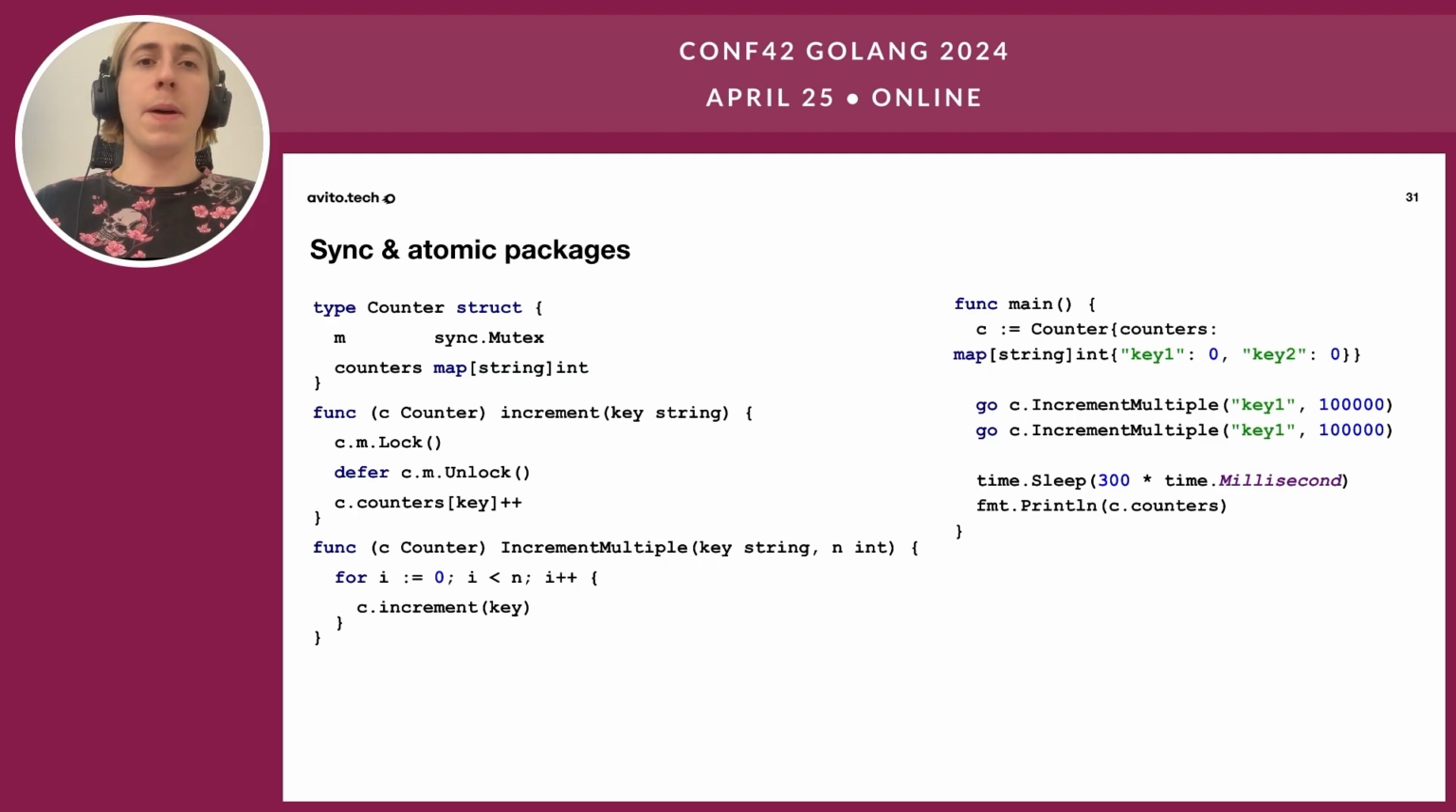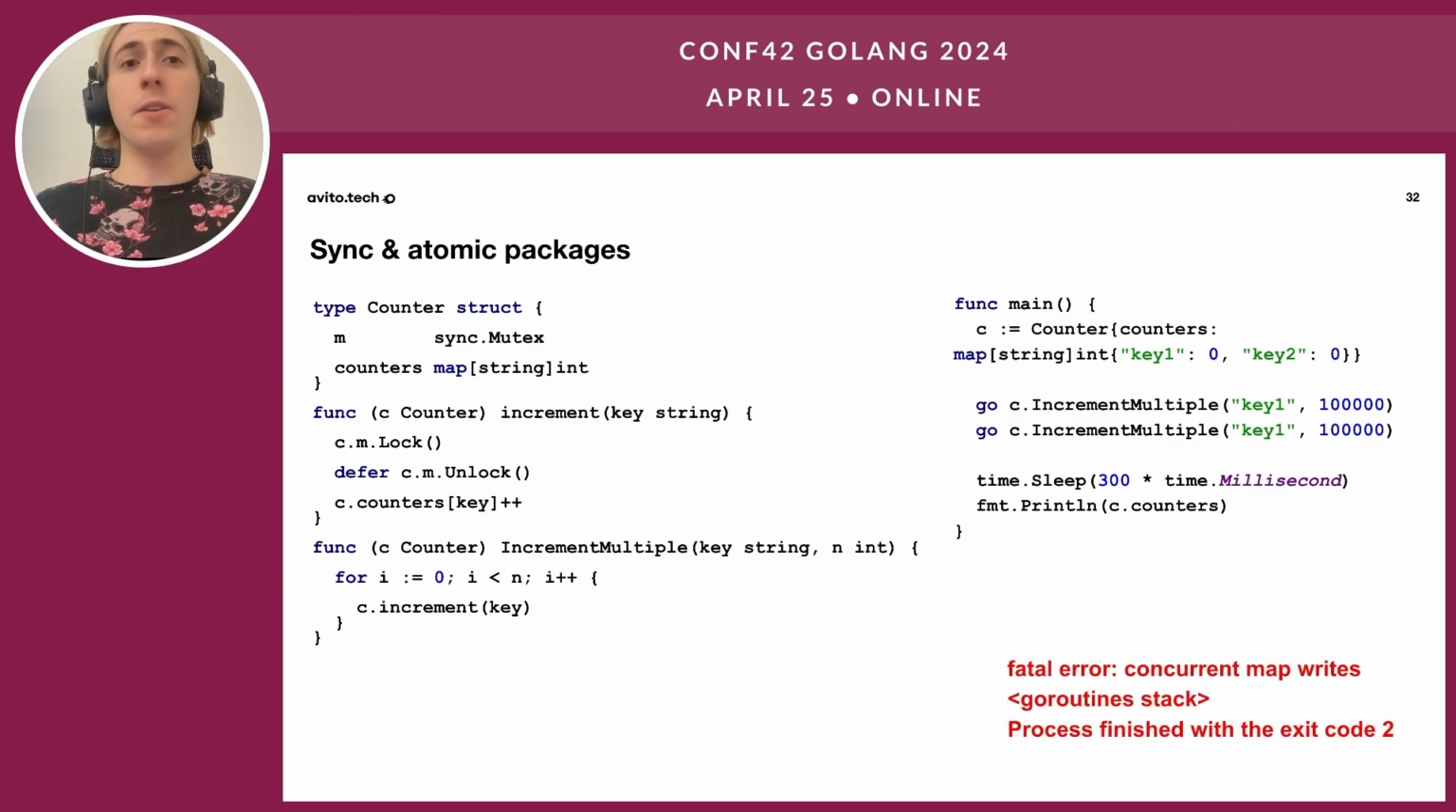Finally, there is a main in which we initialize the counter structure and launch two goroutines to increase the value of the same key. We make a sleep to wait for the goroutines to complete and print the values that will end up in the map of the counter. But unfortunately, we will never see the print because we will fall into a panic.